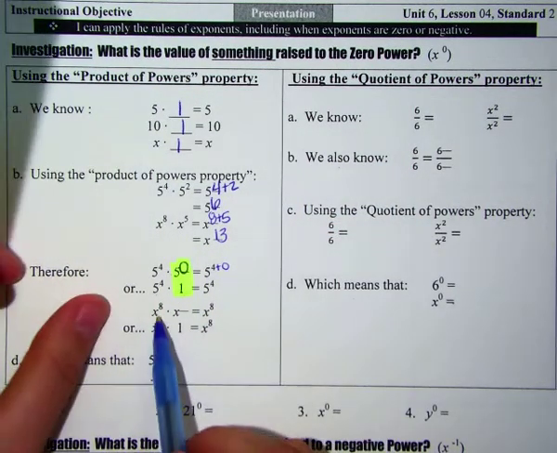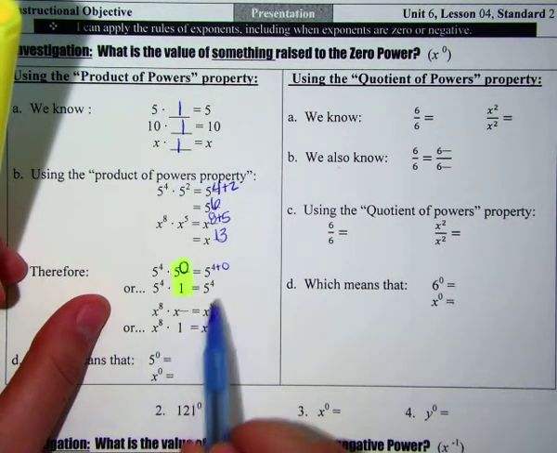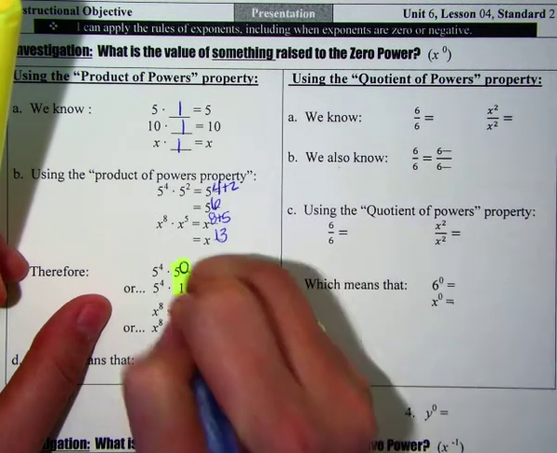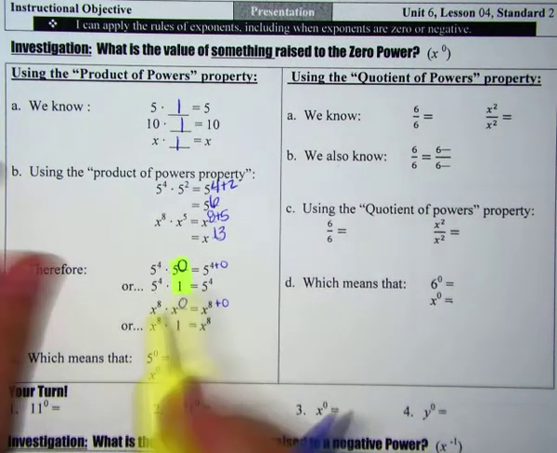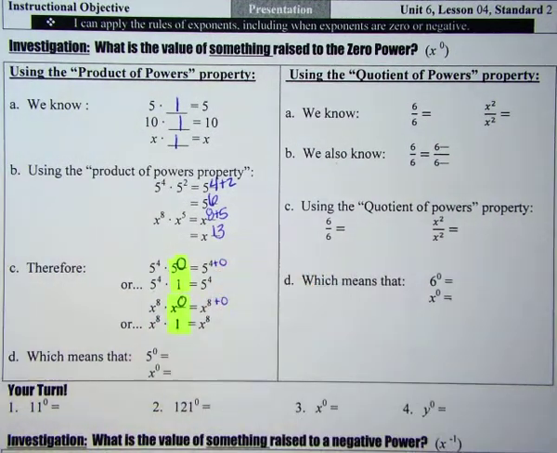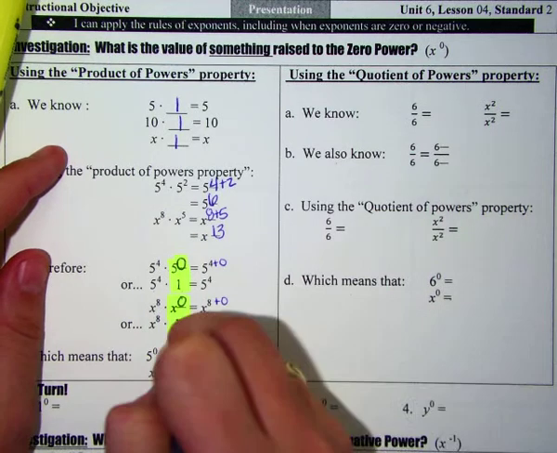Let's look at it again. X to the 8th times x to the some power is x to the 8th. We would be adding 0. So this would have to be x to the 0 power. Well, we know that anything times 1 is just going to be itself. So that means x to the 0 power is 1. 5 to the 0 power is 1. X to the 0 power is 1.